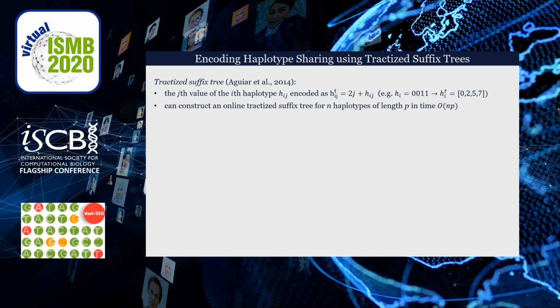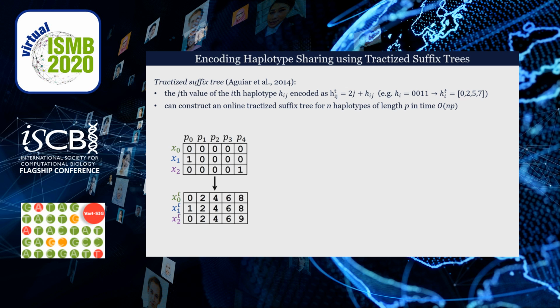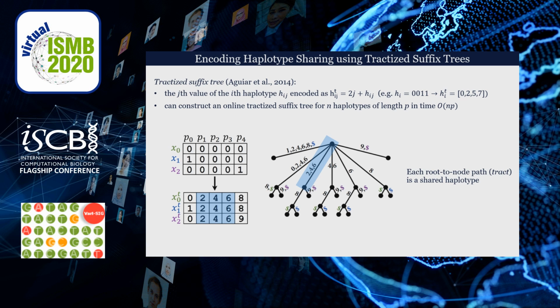Let's look at a dummy example. Here are three haplotypes, X0, X1, and X2, and their corresponding trackized encodings. Let's insert them into a suffix tree. So here the dollar signs are a special character indicating the end of a haplotype. And from this we can notice that each root to node path is actually a track.